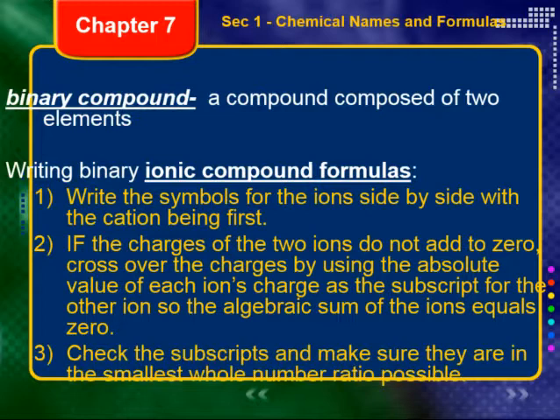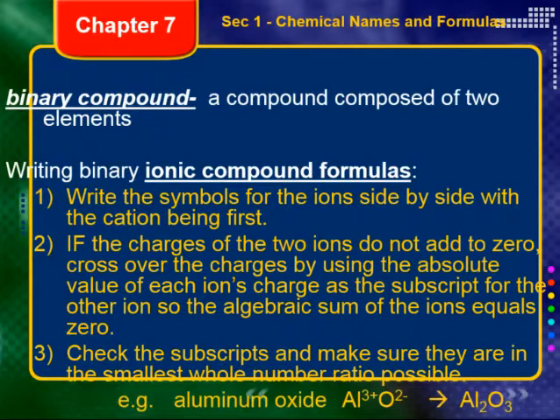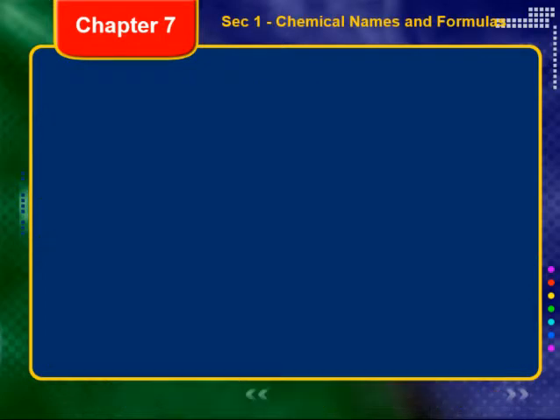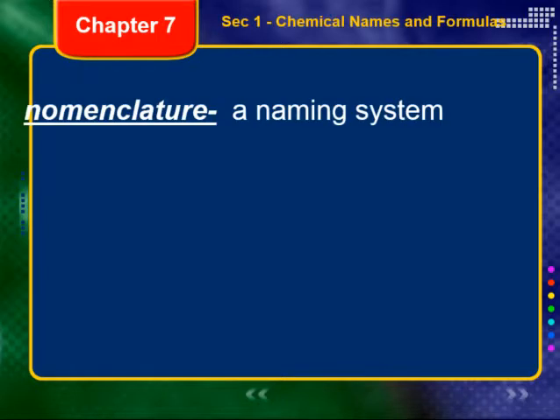Now, we'll get to an example. I'll show you what I mean here. But looking at, for example, aluminum oxide, in order for aluminum oxide to be a real ionic compound, it's going to have to be Al2O3.